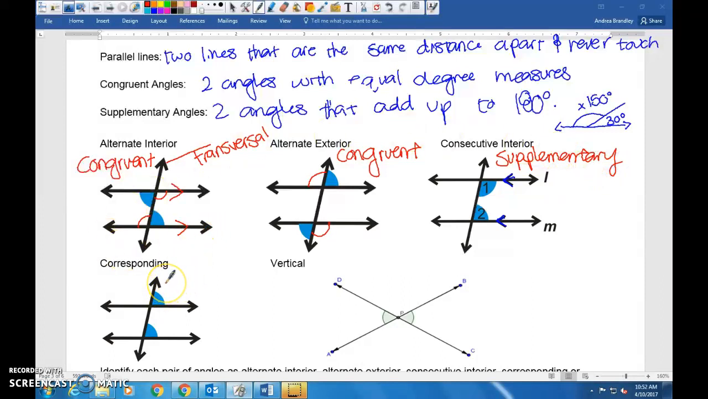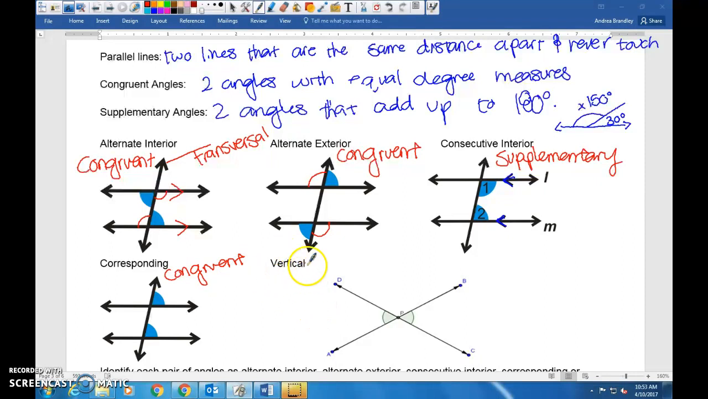Corresponding. They're not necessarily both interior or both exterior like the other ones have been, but they are on the same side of the transversal. Basically, corresponding means the angles are in the same place in regards to each parallel line and the transversal. So right above the parallel line and to the right of the transversal is an angle, and above the other parallel line to the right of the transversal is an angle. Those two angles are corresponding angles, and corresponding angles are congruent.